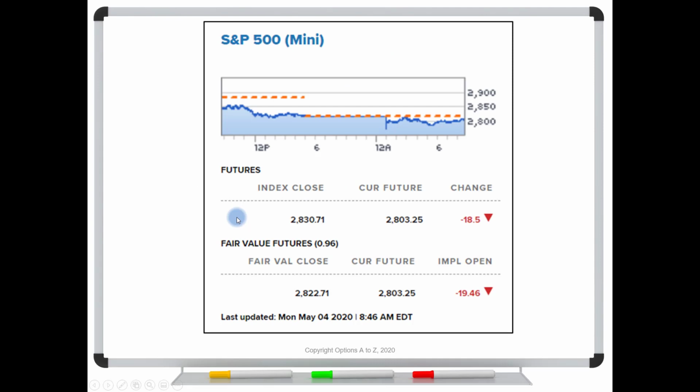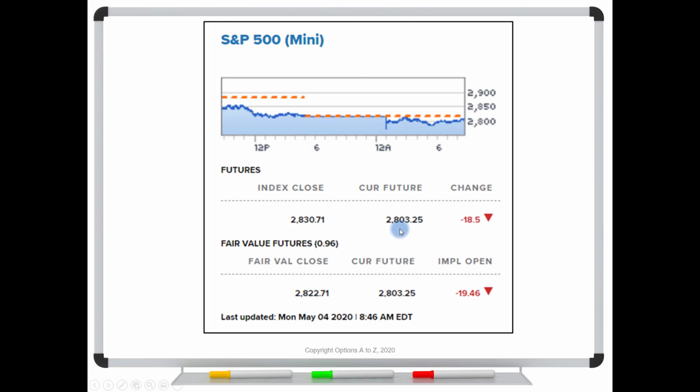So if you look at CNBC's website, it showed that the index close right there was 2830.71. The futures at that moment were trading for 2803.25, down about 18.5. This is what most traders look at right here to say, oh, the markets are going to be down. Not necessarily true. And the reason is you're comparing the futures contract to the actual closing price. And what should you be comparing it to? The fair value. And that's why they show you this down here. So the fair value, pretty close to what we calculated, right around 2823.